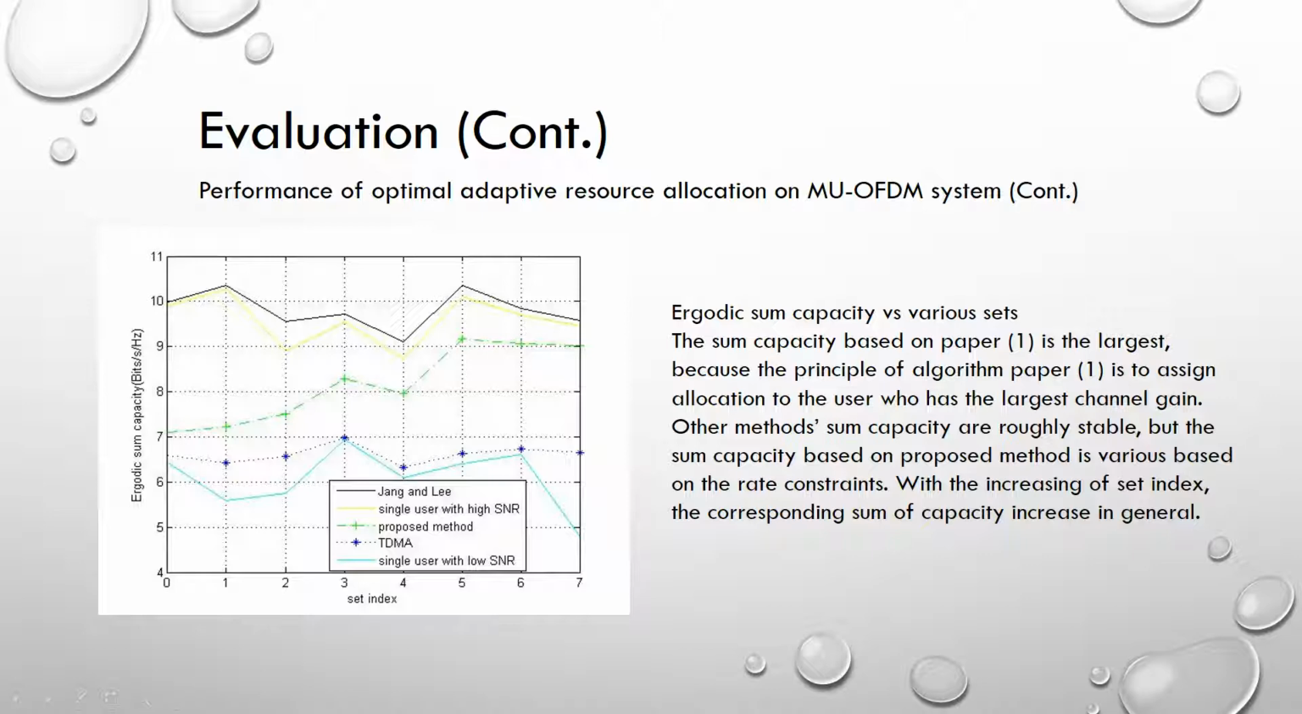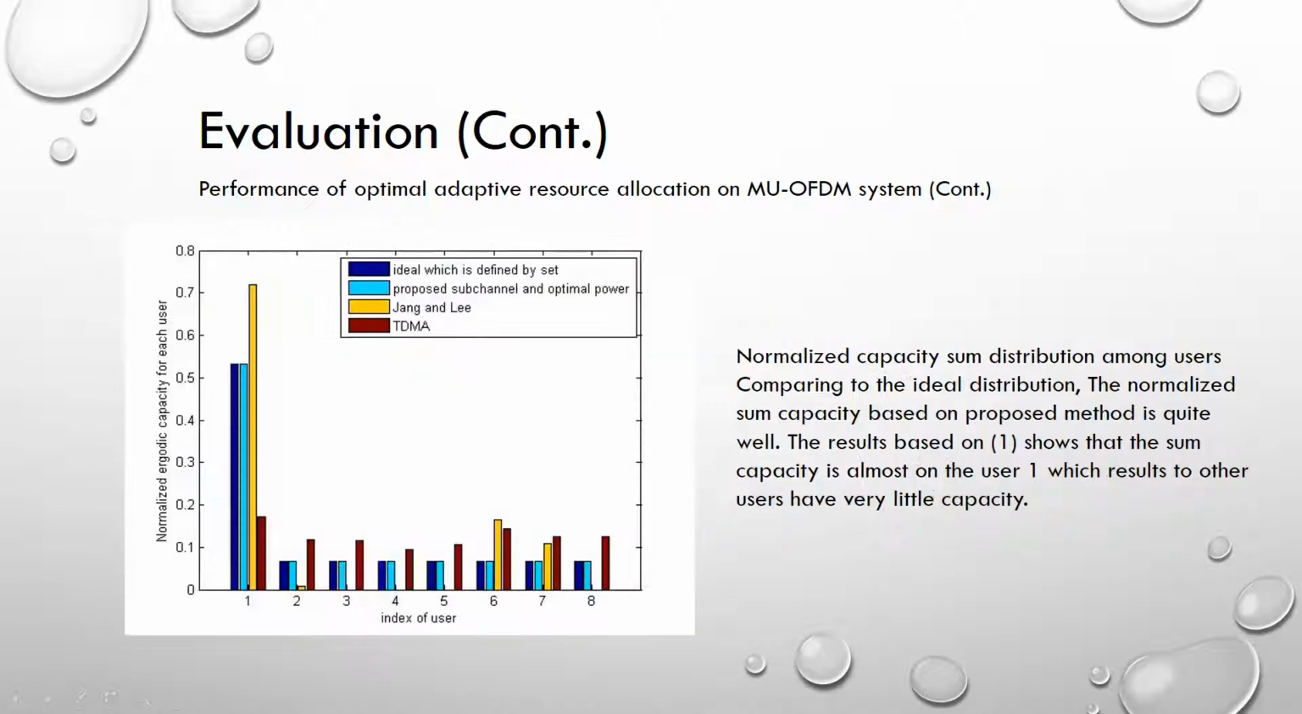This is the ergodic sum capacity versus various sets. The sum capacity based on paper 1, the black curve, is the largest because the principle of the algorithm in paper 1 is to assign allocation to the user who has the largest channel gain. For other methods, sum capacity is roughly stable, but the sum capacity based on the proposed method varies based on the constraints. With the increasing of set index, the corresponding sum capacity increases in general.